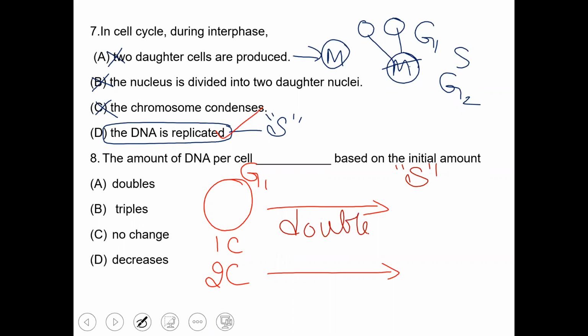It is going to get doubled because there will be a single chromosome which is going to double itself. So henceforth, 1C becomes 2C and 2C becomes 4C. Henceforth, the option here is it doubles. It will not triple. There is no change. Obviously, change will occur. It decreases? No, it will increase. So henceforth, the option here is option A.